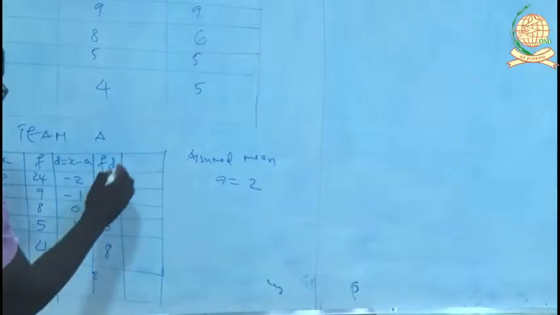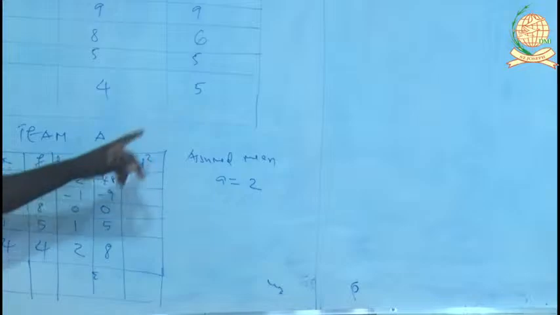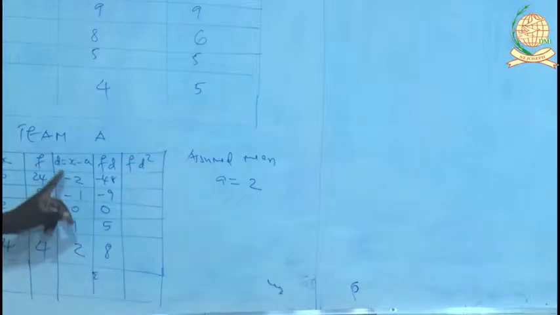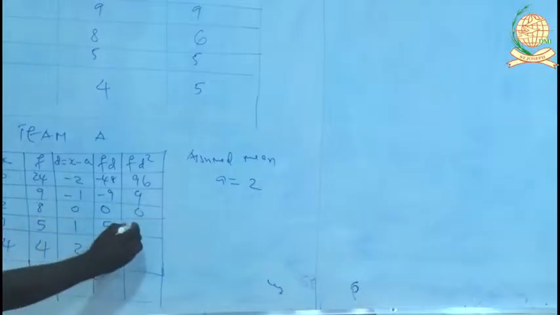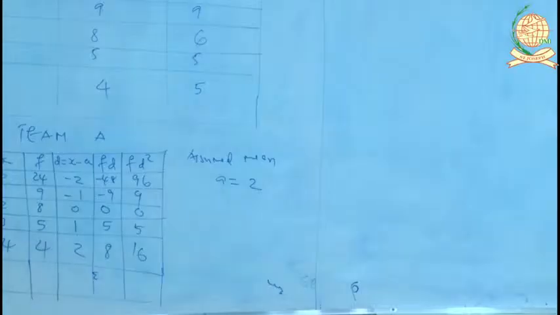And then you can construct a column of fD squared. What is fD squared? It is the product of frequency and deviation squared. For this case D squared is 4, times 24, which is how much? 96, you can see there. D squared in this case is 1 times 9, which is 9. D squared is 0, that's 0. D squared is 1 times 5, which is 5. D squared is 4 times 4, which is 16. And then you can calculate the sum of fD and the sum of fD squared.